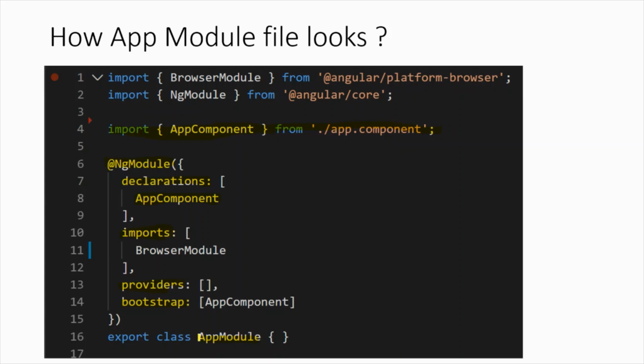Here, our root module is app module, and I want to use this browser module, which is provided by Angular. So I will first import that module in our app module file, and then I will add this module class name in our imports array, like how we added this browser module. In the same way, if one more module is present, we will add that module also in this imports array.